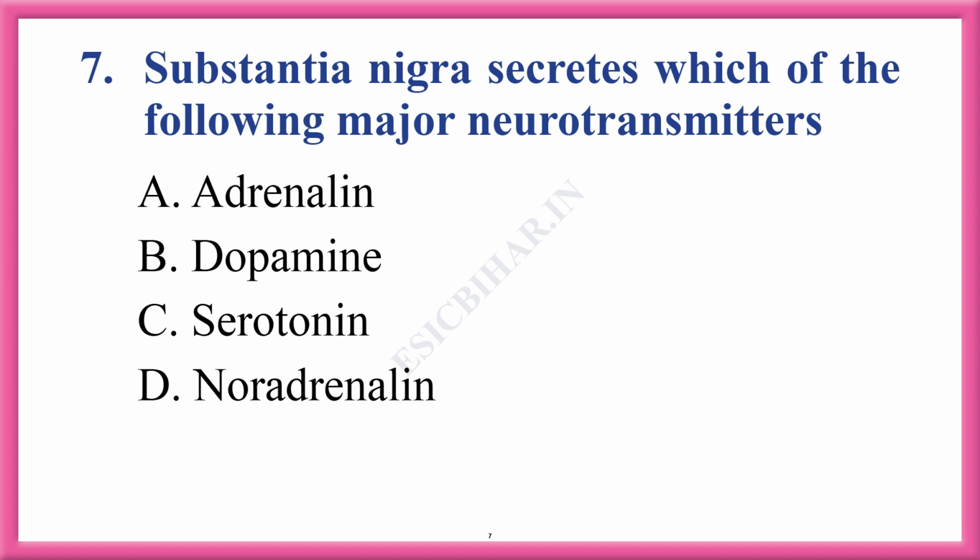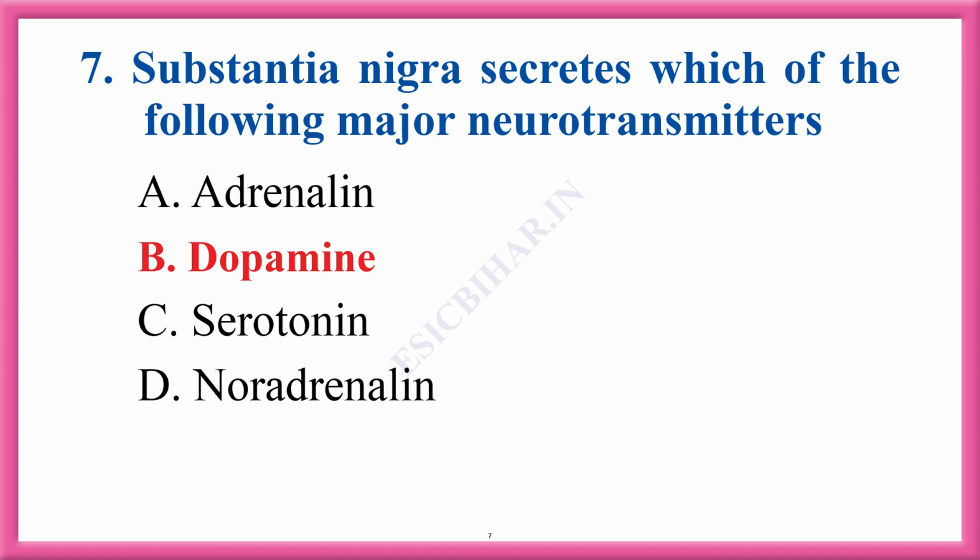Question 7. Substantia nigra secretes which of the following major neurotransmitters? A. Adrenaline, B. Dopamine, C. Serotonin, D. Noradrenaline. And answer is B. Dopamine.